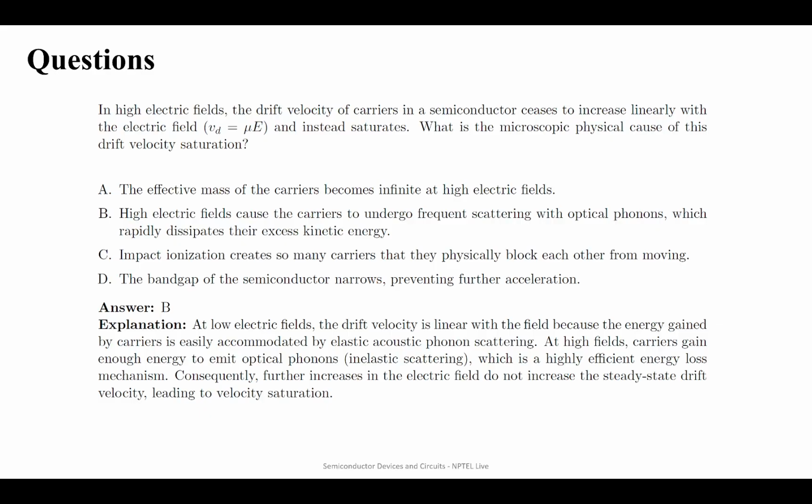So the answer is B. At low electric fields, the drift velocity is linear with the field because the energy gained by carriers is easily accommodated by elastic acoustic phonon scattering. At high fields, the carriers gain enough energy to emit optical phonons, which is inelastic scattering, a highly efficient energy loss mechanism. Consequently, further increases in the electric field do not increase the steady state drift velocity, leading to velocity saturation.